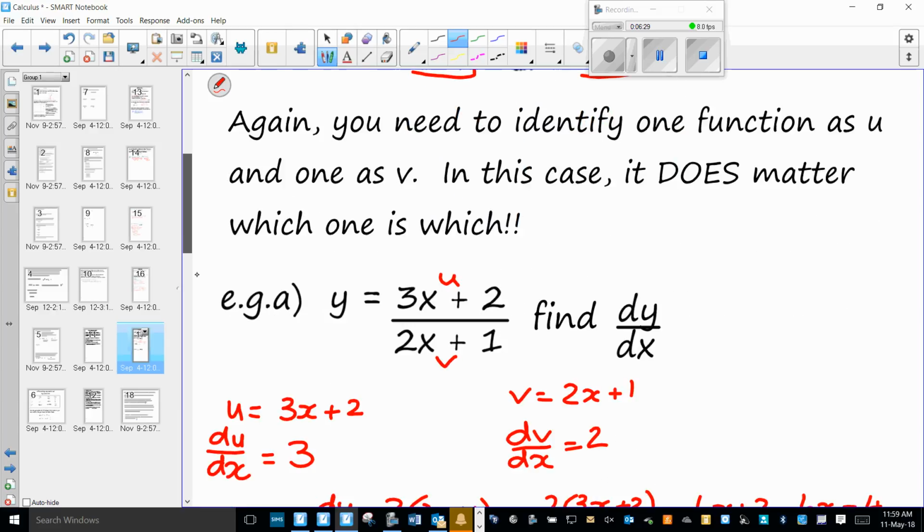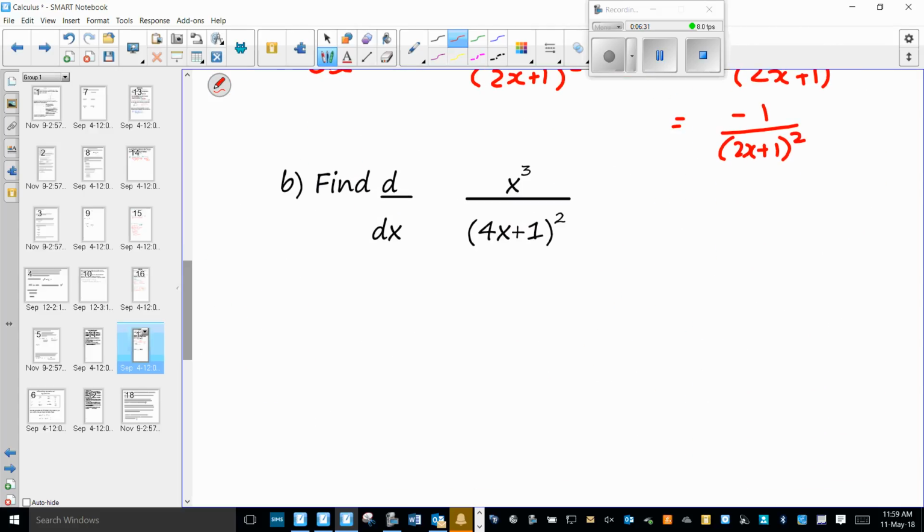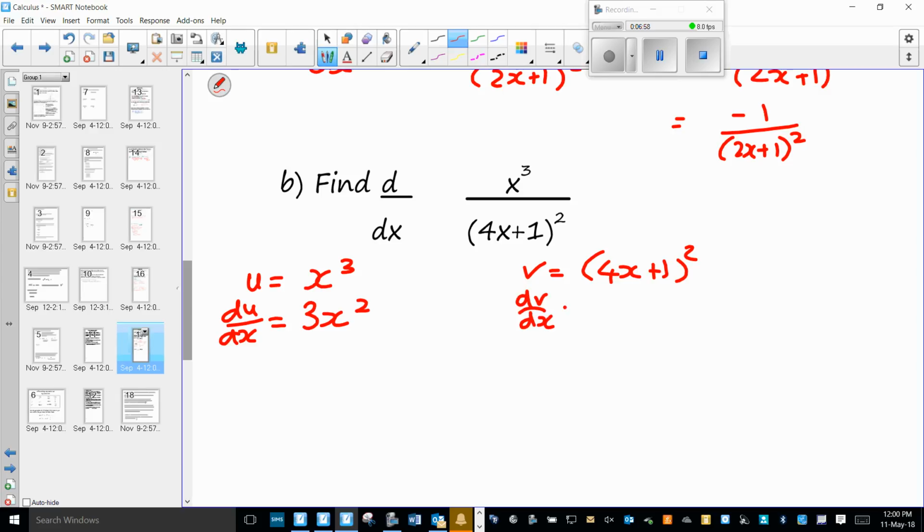All right, so here, which was my u, which was my v? My u is x cubed. My v is (4x plus 1) squared. So du dx is 3x squared. Straightforward. This one, not as simple. Why? What do we have to use here? Chain rule, okay? Because it is a function with a power.